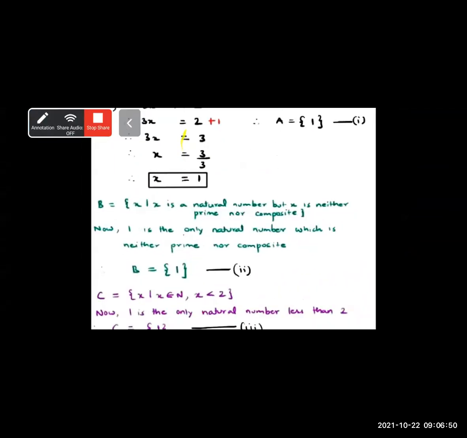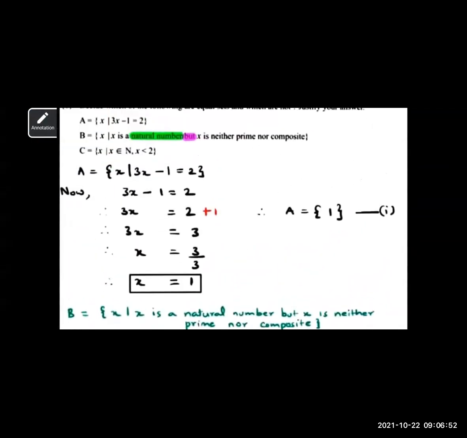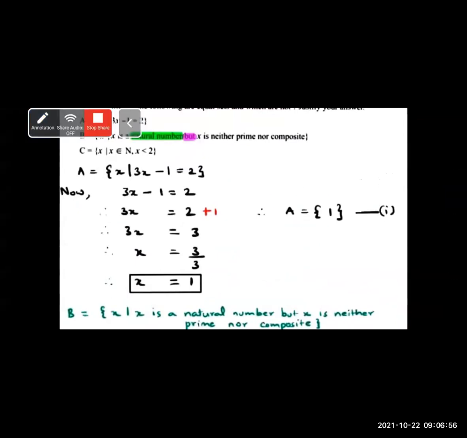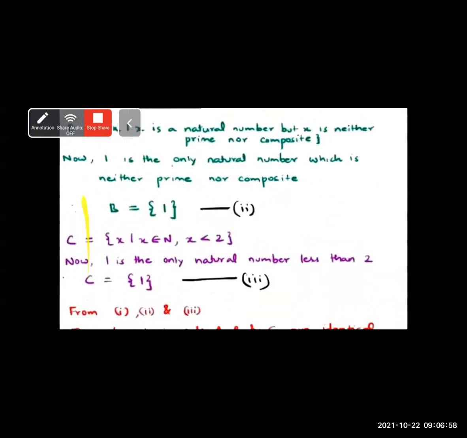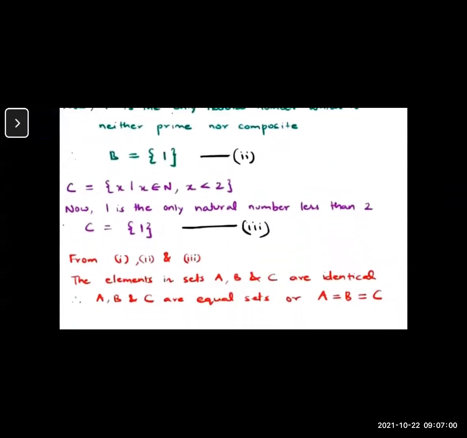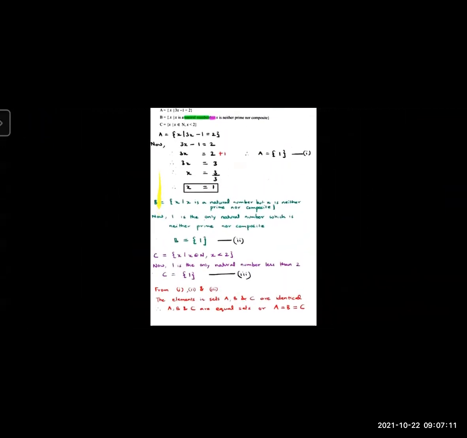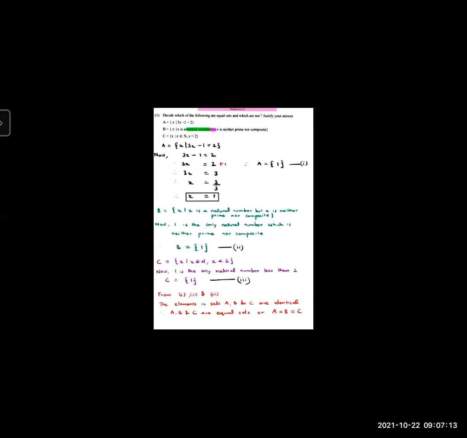Now here you can see altogether, set A is equal to {1}, then set B is equal to {1}, then set C also is equal to {1}. Therefore, from 1, 2, and 3, the elements in sets A, B, and C are all identical. Therefore, A, B, and C are equal sets, or A is equal to B is equal to C. This way you have to write the answer.